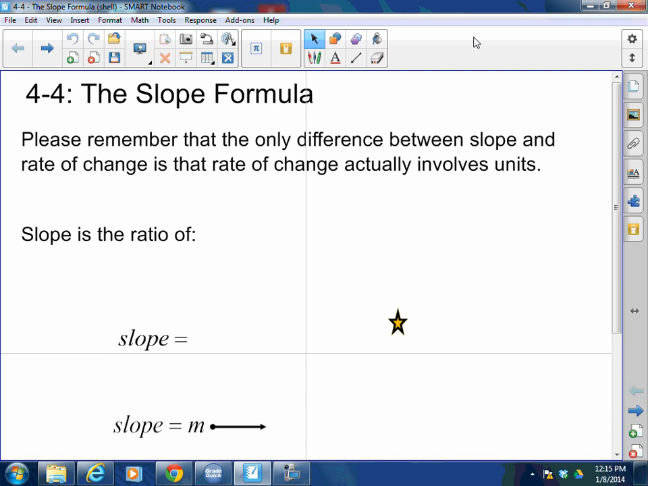Morrow's Algebra class. Yesterday we learned about rate of change and slope. Today we're going to simply focus in on slope. They're both the same thing. Remember that, my friends? The skills are exactly the same.